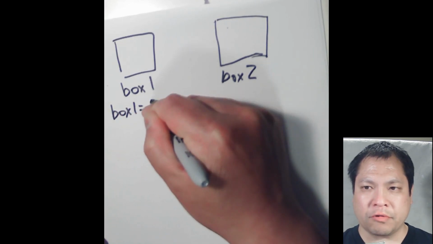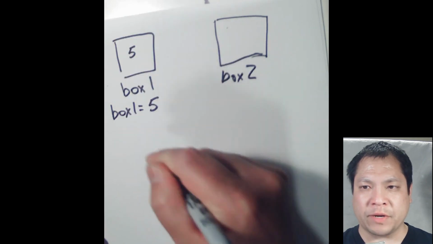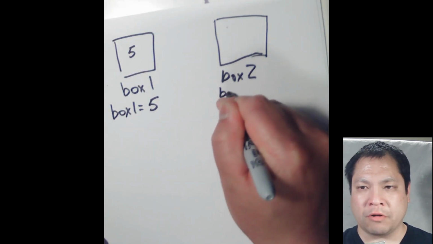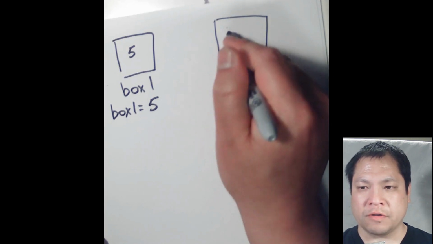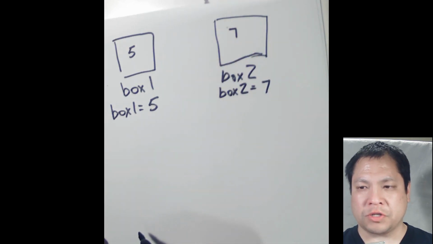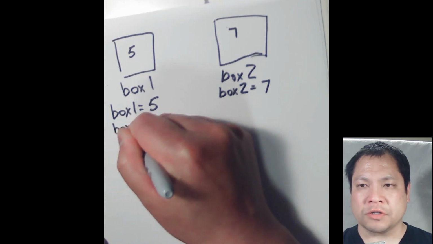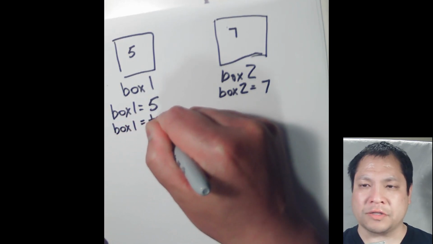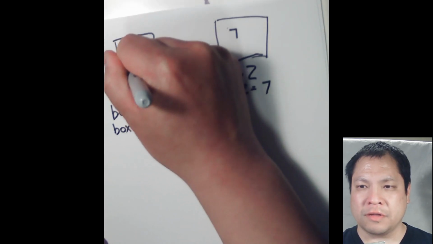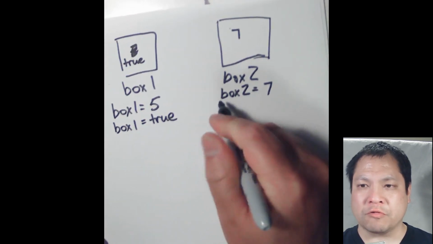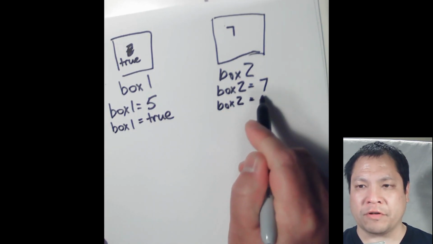Okay, so how do I put something into my box? How do I put some information into my box? Well, I want to put a 5 into my box 1, and so I write box 1 equals 5. With box 2, I want to put a 7 in there, so I write box 2 equals 7. So you have to remember that this is not the same equal sign as what we see in math. In computer science, the equal sign actually means assign something into that variable.